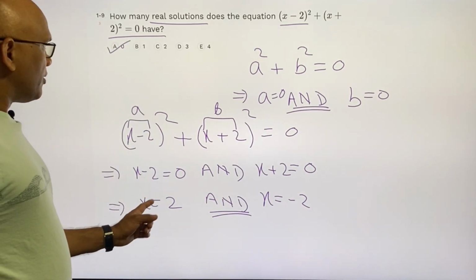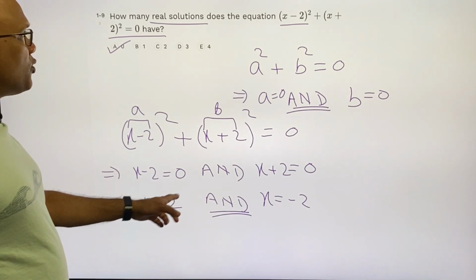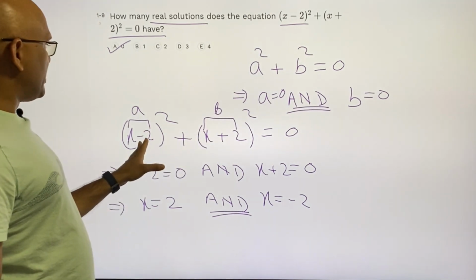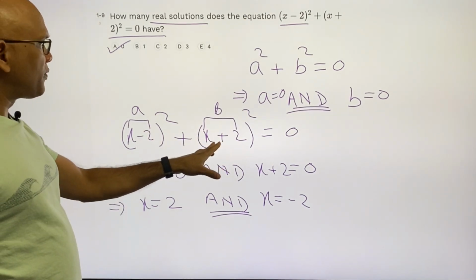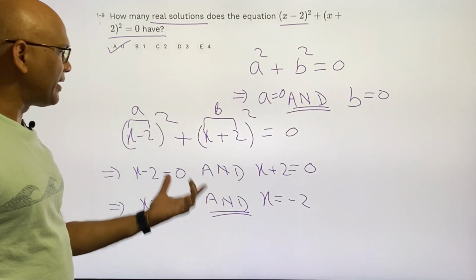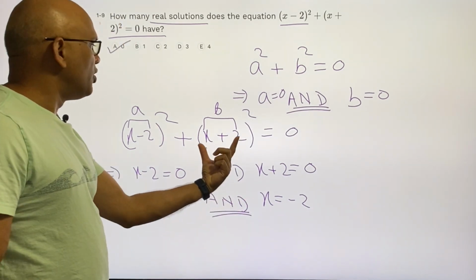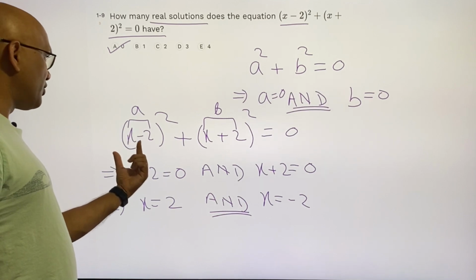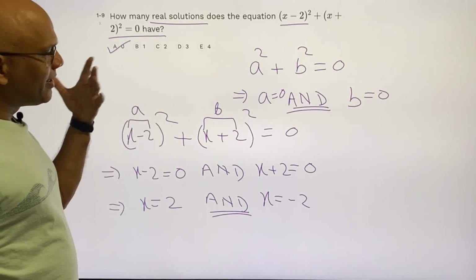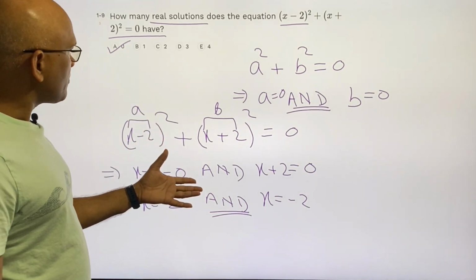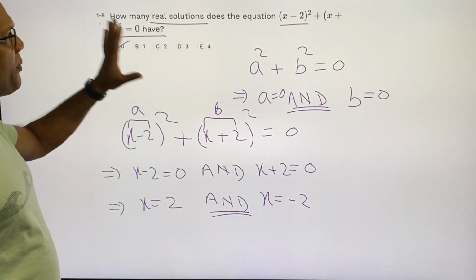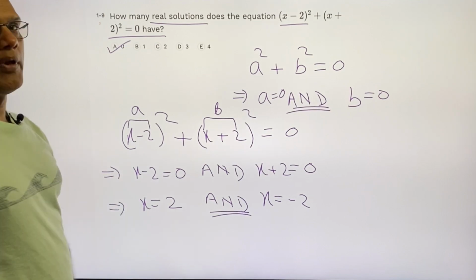Now we can check this actually. If x is equal to 2, this is going to be 0. Then 2 plus 2 is 4. 4 square is not 0, right? Similarly, if x is minus 2, this is going to be 0, but this is minus 2 plus minus 2 is minus 4, square of that is 16, and again which is not 0, right? So it is not possible for this equation to have a real solution.